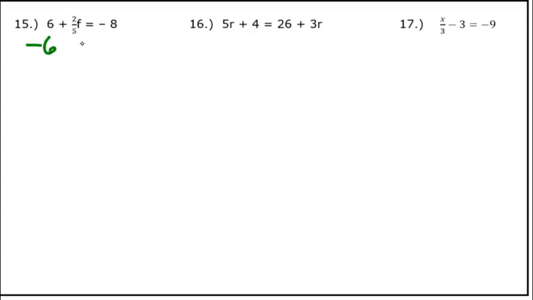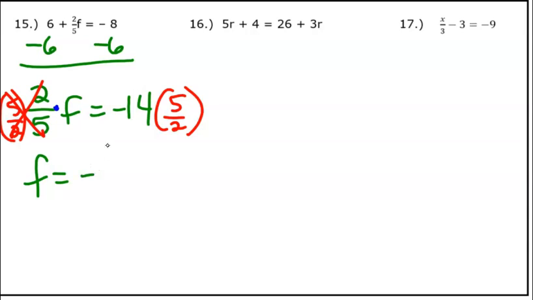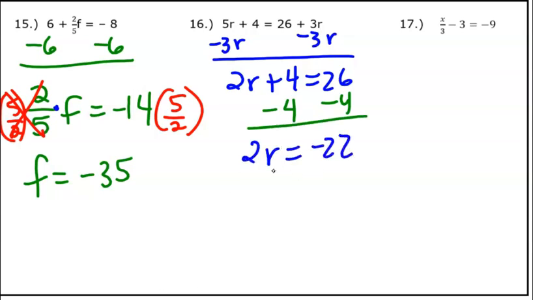For question number 15, after I subtract 6 from both sides, I'm left with a fraction as my coefficient. And to clear a fraction that's a coefficient, you multiply by the reciprocal, or you flip it over. So I'm going to multiply both sides by 5/2, leaving me with f equals negative 35. For number 16, I'm going to subtract 3r first. And now I can subtract 4. When I divide by my coefficient, I get my final value of negative 11.